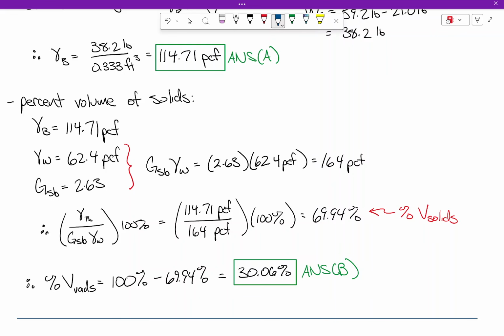For my geotech folks, does anybody remember what happens if you take the volume of voids and divide it by the volume of solids? You get a term. What's that? Void ratio. We also have the term porosity. Does anybody remember that? I remember void ratio. Okay. Does anybody have any questions?